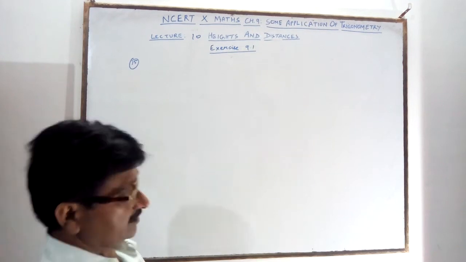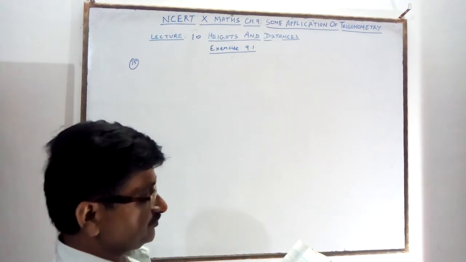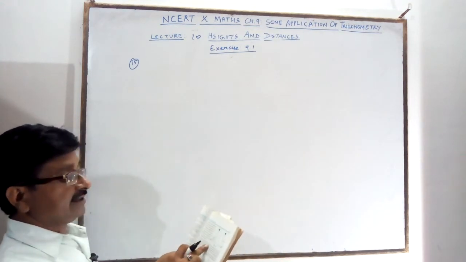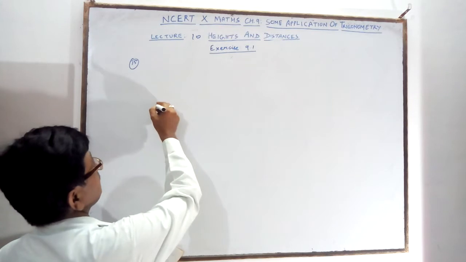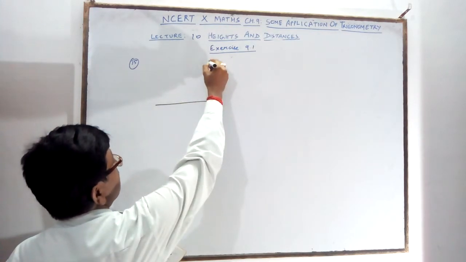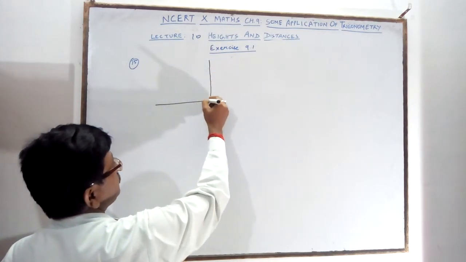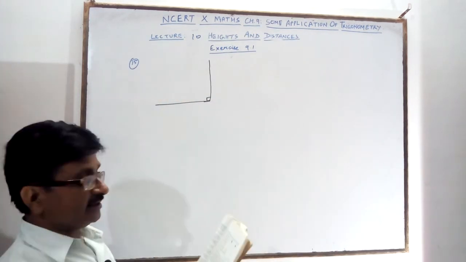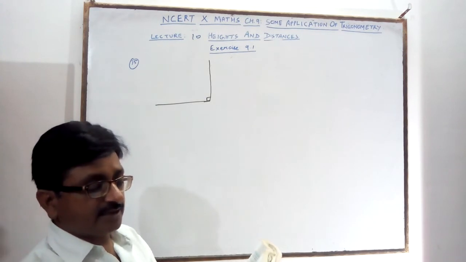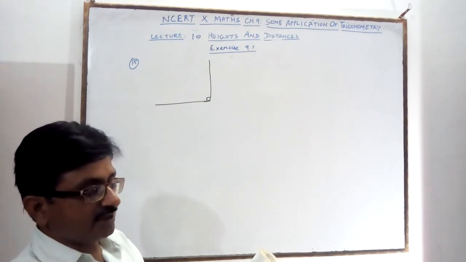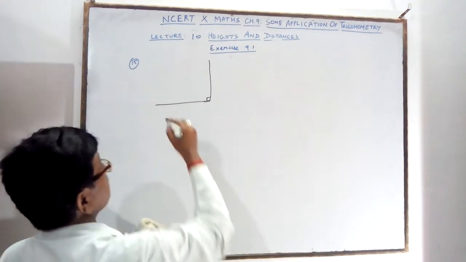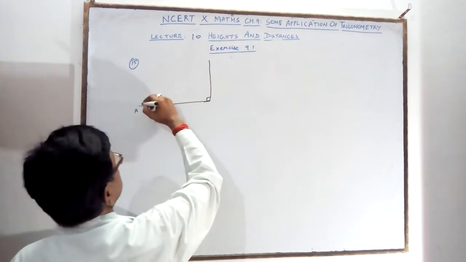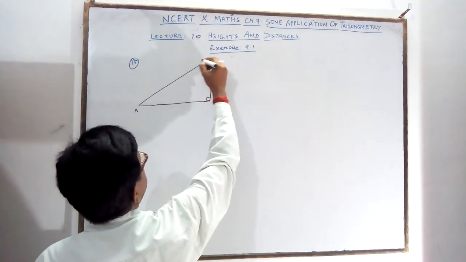A state highway leads to the foot of a tower. First part you already did. One thing is clear: it is a tower, it is a highway. A man is standing at the top of the tower observing a car at an angle of depression of 30 degrees.